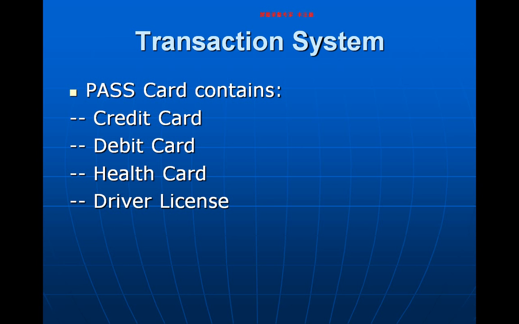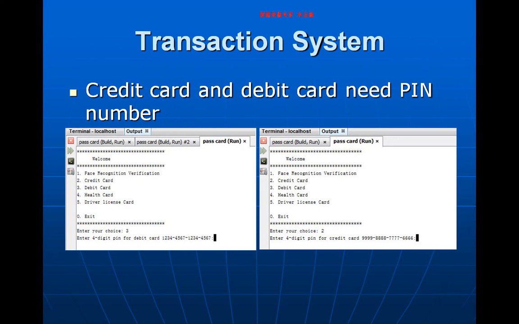Our pass card contains a credit card, debit card, health card, and driver license. For security purposes, our credit card and debit card need a 4-digit PIN number in order to go through. As you can see, the left one is the GUI for the credit card, and the right one is the GUI for the debit card.